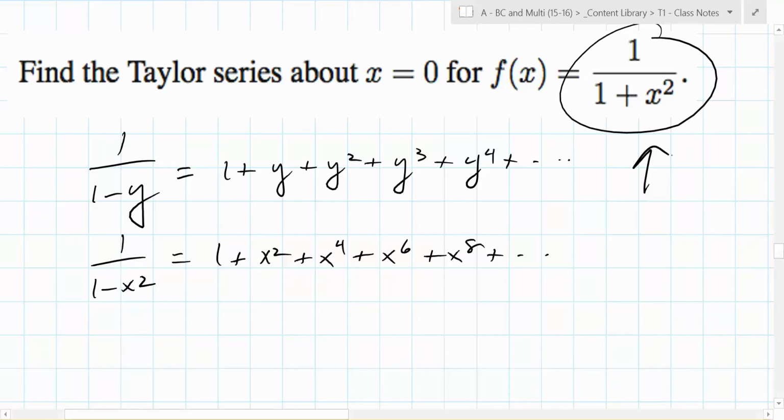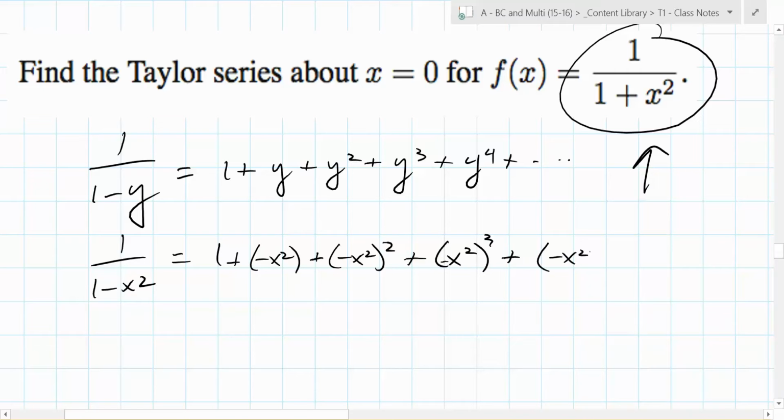But that's 1 plus x. Aren't you 1 minus negative? Oh, sorry. Minus. Excuse me. So what is it going to be? Minus x squared. Then plus what? Minus x squared, squared. So what is this a good example of? Be careful with your substitution.